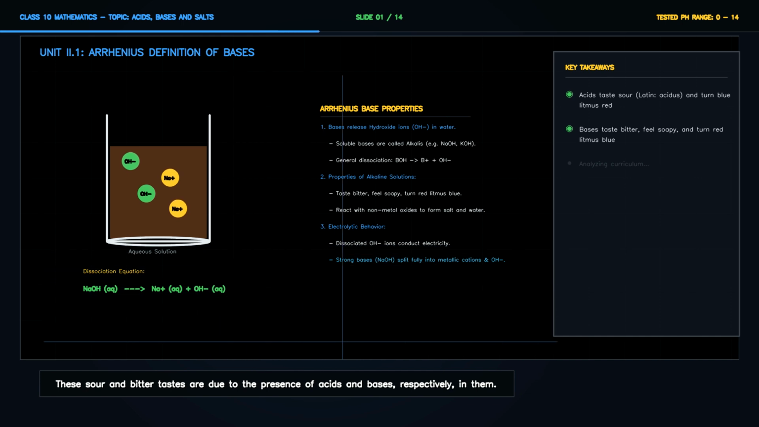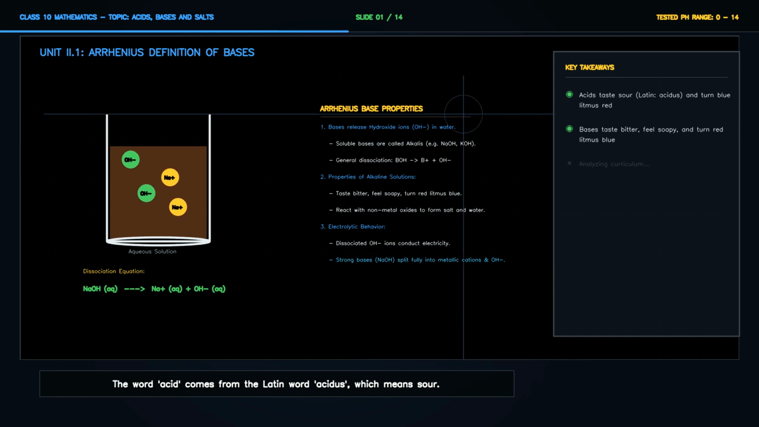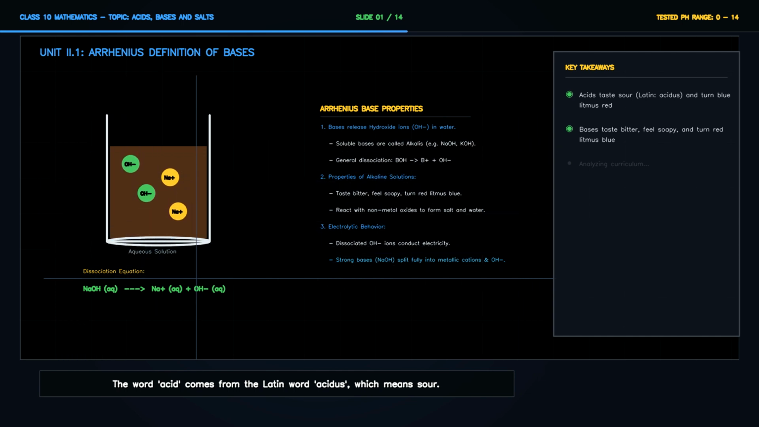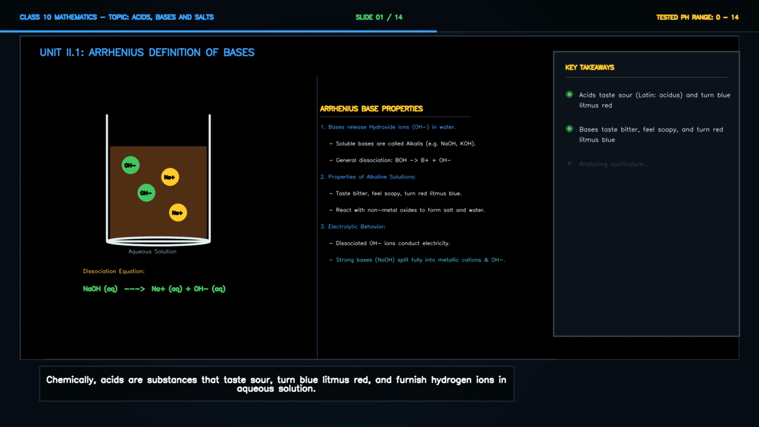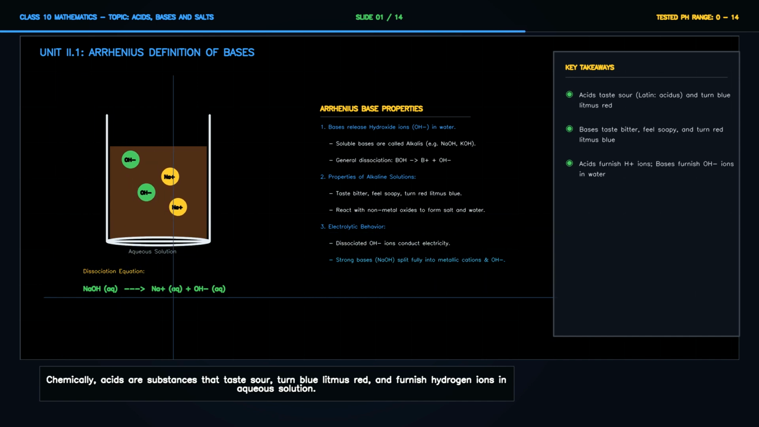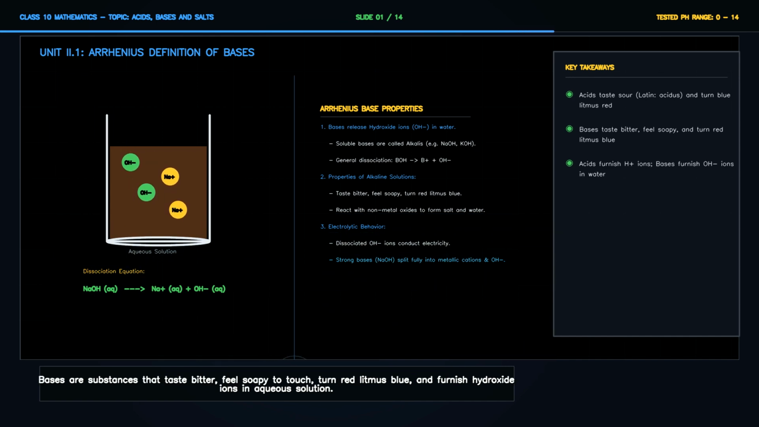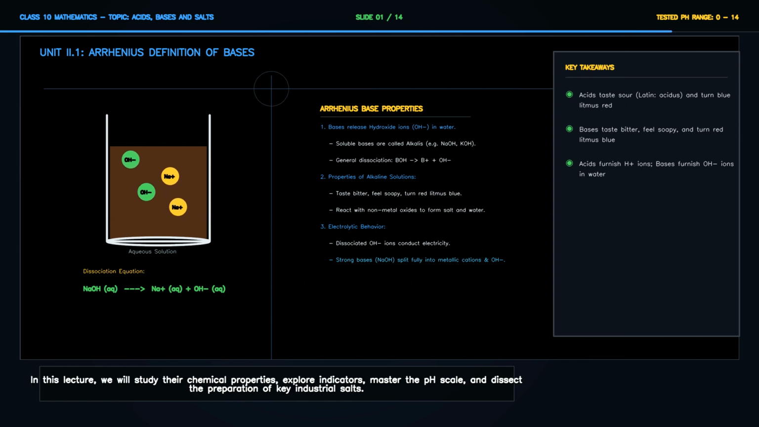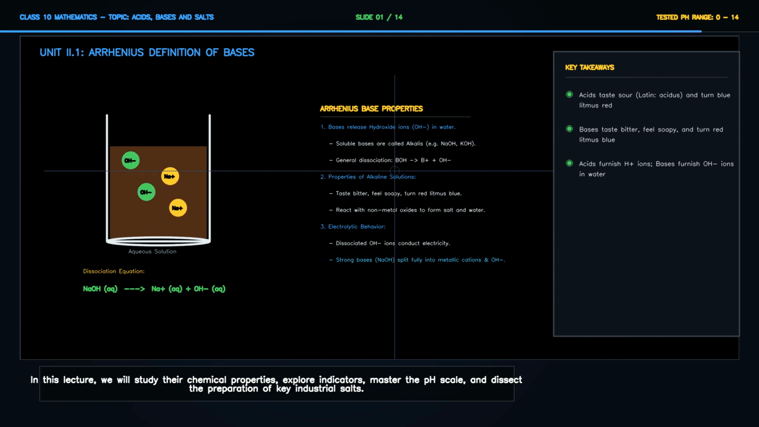The word acid comes from the Latin word acidus, which means sour. Chemically, acids are substances that taste sour, turn blue litmus red, and furnish hydrogen ions in aqueous solution. Bases are substances that taste bitter, feel soapy to touch, turn red litmus blue, and furnish hydroxide ions in aqueous solution. In this lecture, we will study their chemical properties, explore indicators, master the pH scale, and dissect the preparation of key industrial salts.